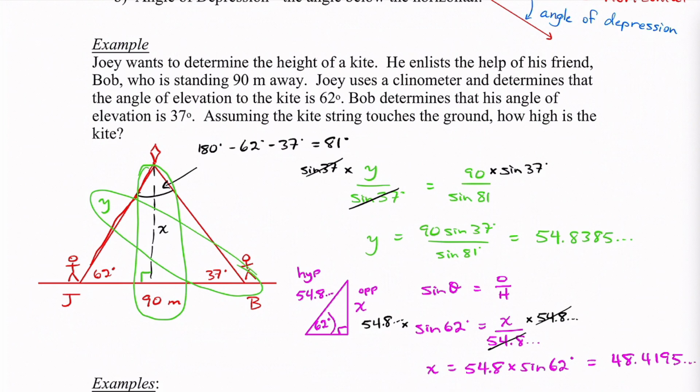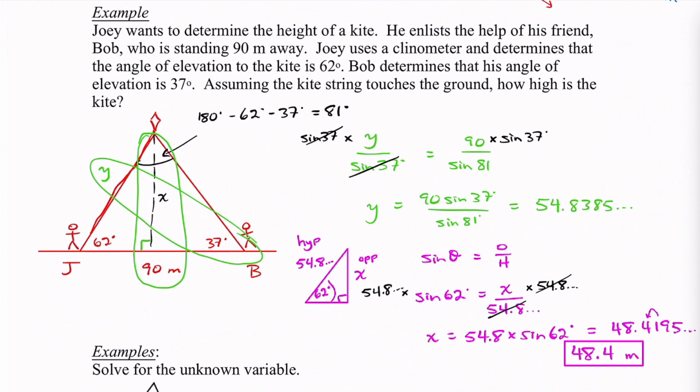In this question, it didn't say what to round to, so we're just going to round it to the nearest tenth. So we're going to get 48 point, and that 1 is not going to round up the 4, so we get 48.4, and our units were meters. So there's our answer to the first one, 48.4 meters.